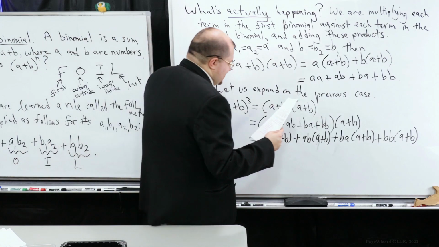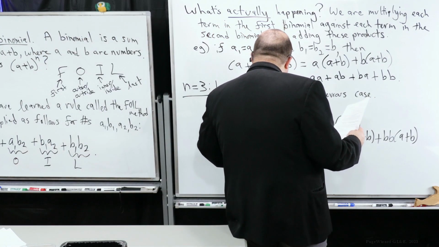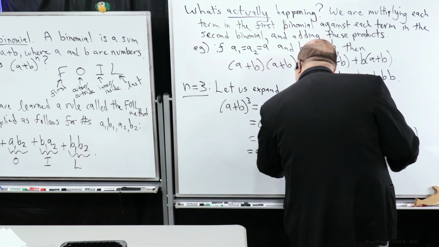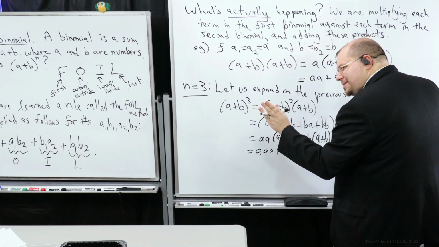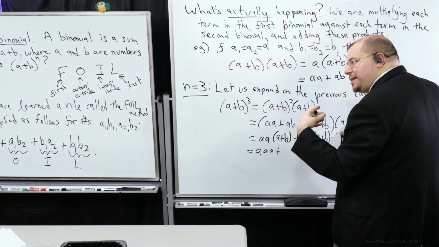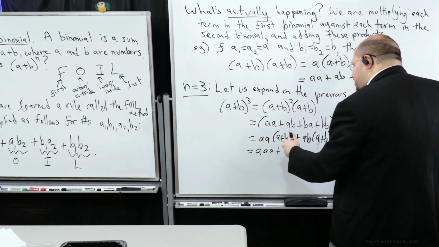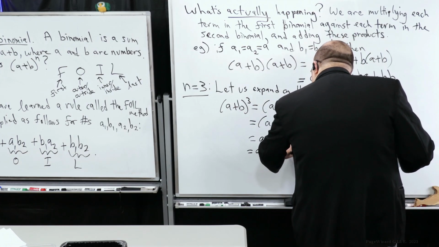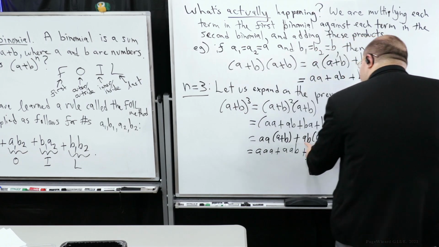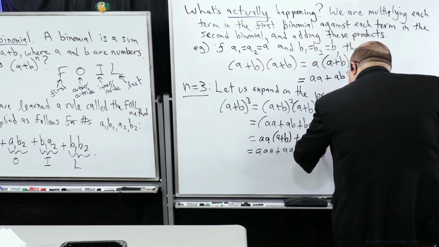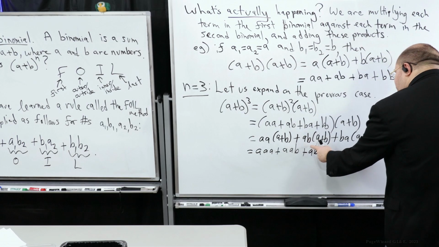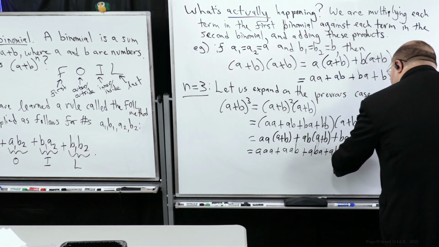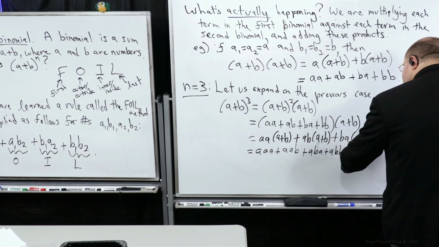So let's do this. So I have AAA, right? AAA. Then I have the other possibility. So thinking about it as an either-or is rather helpful for us in this discussion. So I have AAA, then I have AAB plus ABA plus ABB. Then I have BAA.